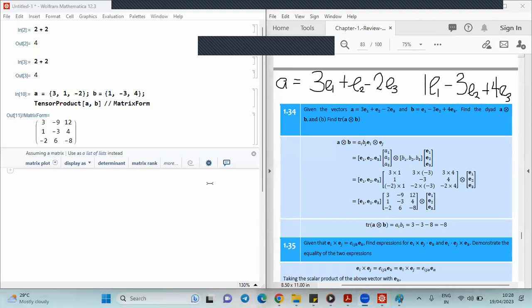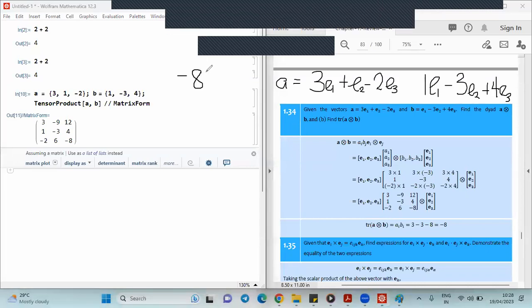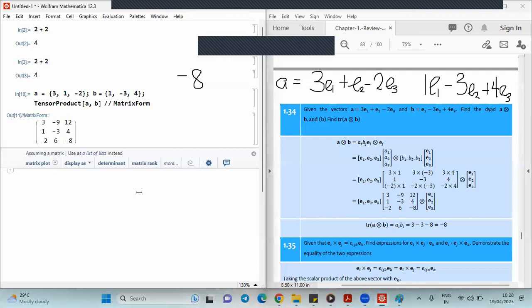So no qualms. We're going to continue and find the trace, because part B says find the trace. If we remember from our textbook, the trace is just the sum of the diagonal elements in a tensor or in a matrix. We're expecting the answer to be 3 minus 3 minus 8, which should give us minus 8. Now, we know how to do this by hand. How do we use Mathematica to solve this kind of thing? This is how we use Mathematica.